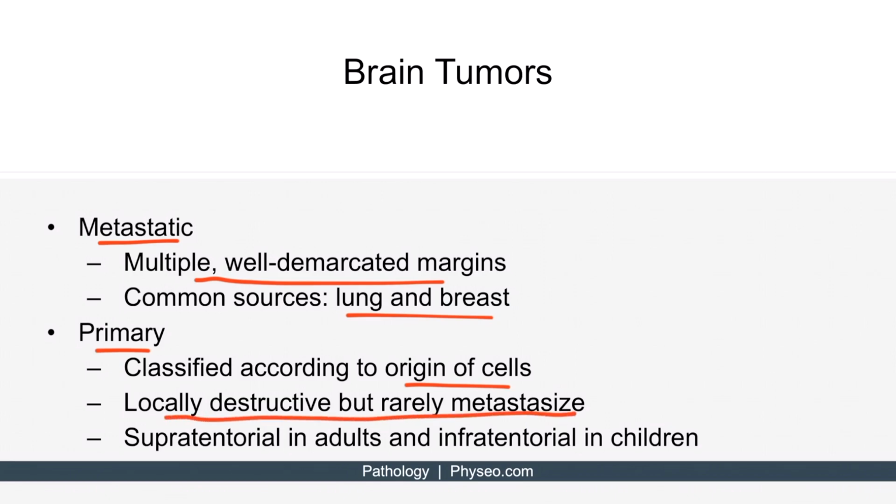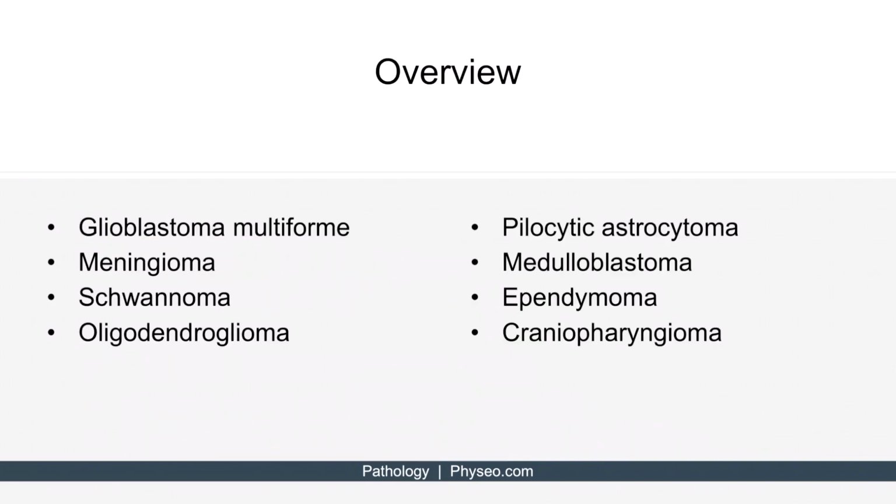In terms of location, primary brain tumors are usually supratentorial in adults and infratentorial in children. The supratentorial region, as the name implies, is the area located above the tentorium cerebelli, which is an extension of the dura mater that separates the cerebellum from the inferior portion of the occipital lobes. The infratentorial region is the area located below the tentorium cerebelli. Here's our overview slide of the brain tumors we'll be discussing.